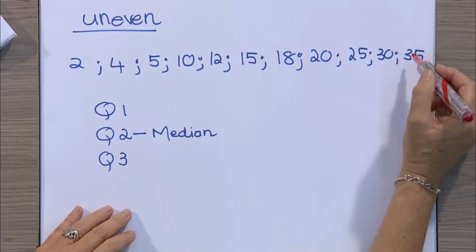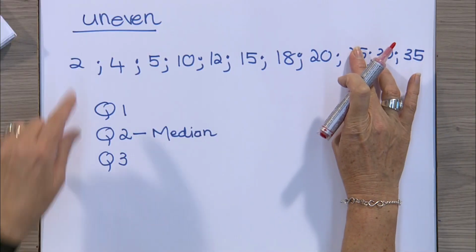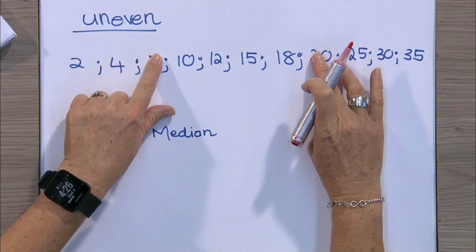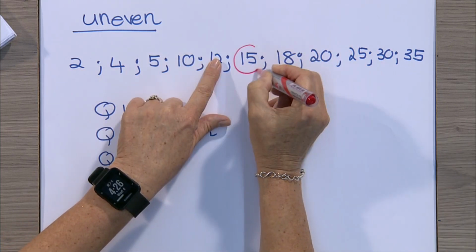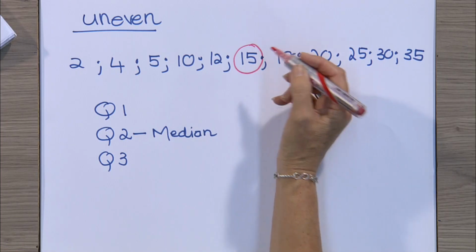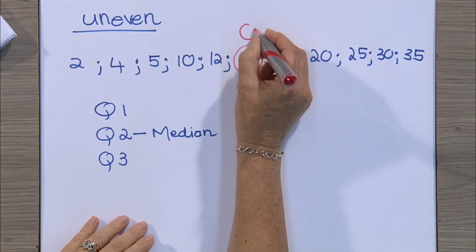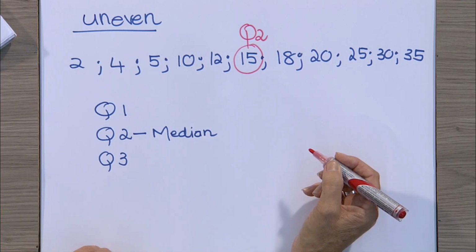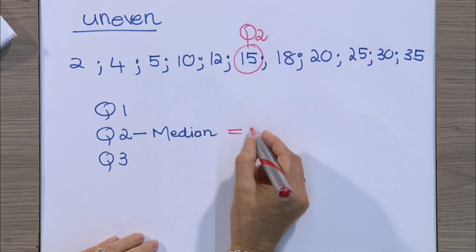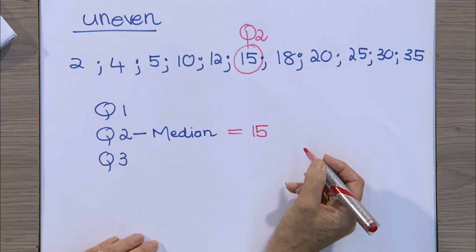So if we are going to work out the quartiles of this data set, we approach it the same as when we work out the median. So 1, 2, 3, 1, 2, 3, 1, 2, 1, 2. So 15 is the middle value. 15 is then quartile 2. 15 is also the median. So this will be 15.